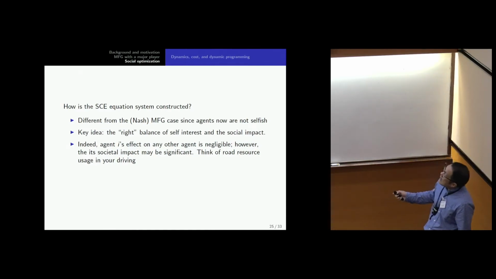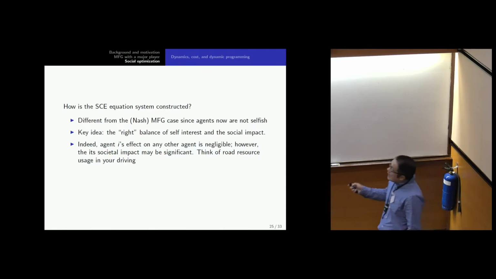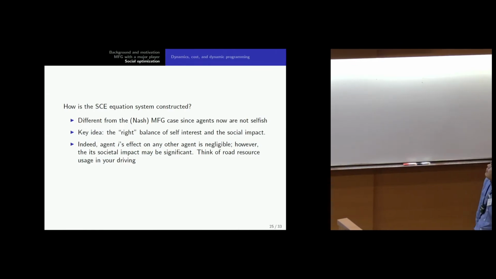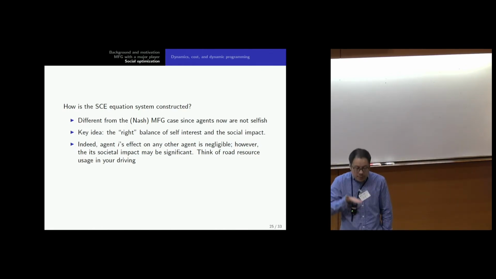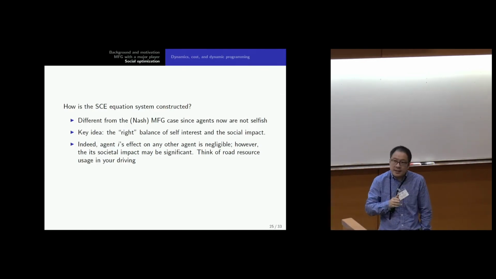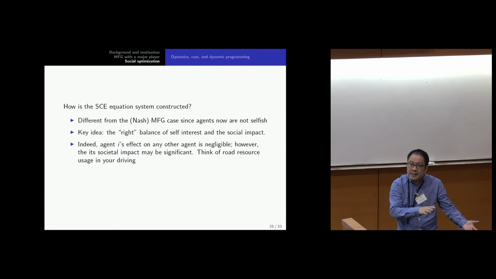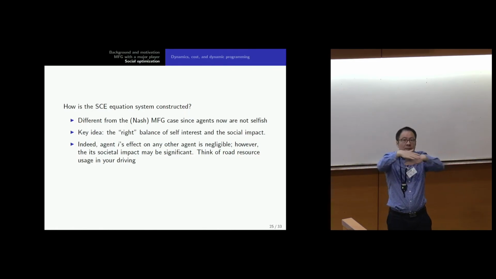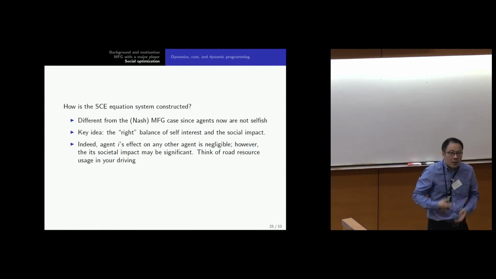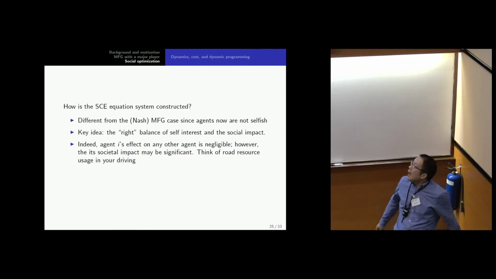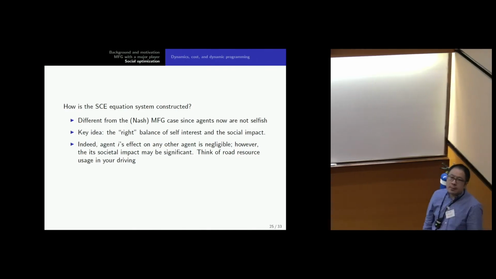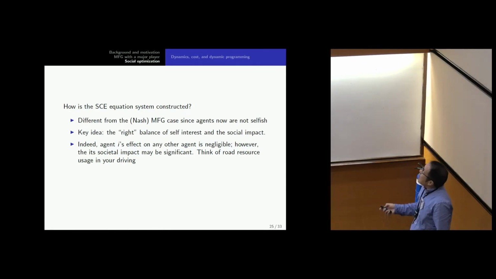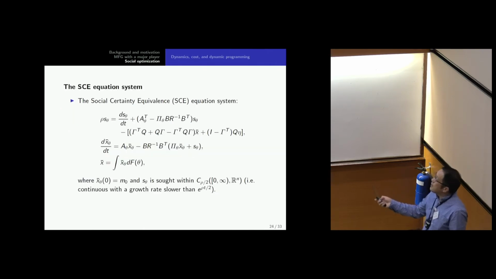So now, for the social optimization problem, the key idea is to find the right balance of self-interest or self-improvement and the social impact. If I try to optimize to improve my own situation, you also need to check how much damage you will do to other guys. Eventually, you need to balance the two effects, and hopefully, you can find a strategy that's optimal for the whole society. Mathematically, we can formalize this according to person-by-person optimality in team decision theory, rather than game theory. And in the end, we can use this kind of idea to construct the equation system.